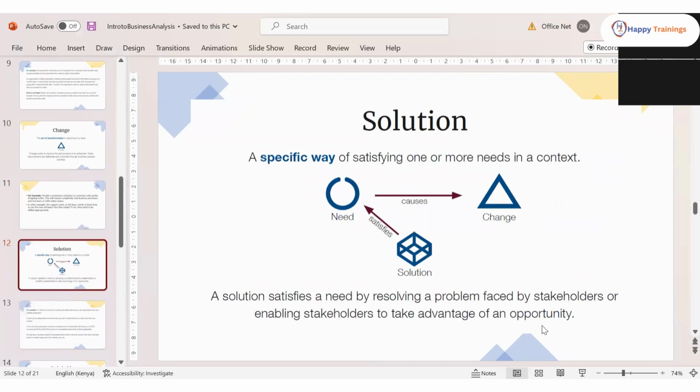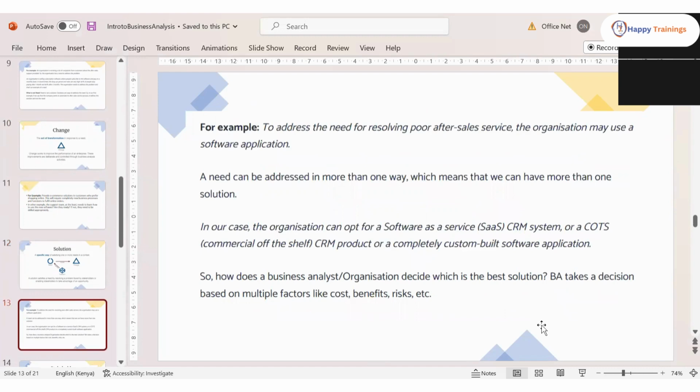Then comes the solution part. A solution is a specific way of satisfying one or more needs in a context. A solution satisfies a need by resolving a problem faced by a stakeholder or enabling a stakeholder to take advantage of an opportunity. For example, to address the need for resolving poor after sales service, the organization may use a software application. A need can be addressed in more than one way, which means we have more than one solution. In our case, the organization can opt for a software as a service CRM system, or a commercial off the shelf CRM product, or a completely custom built software application.